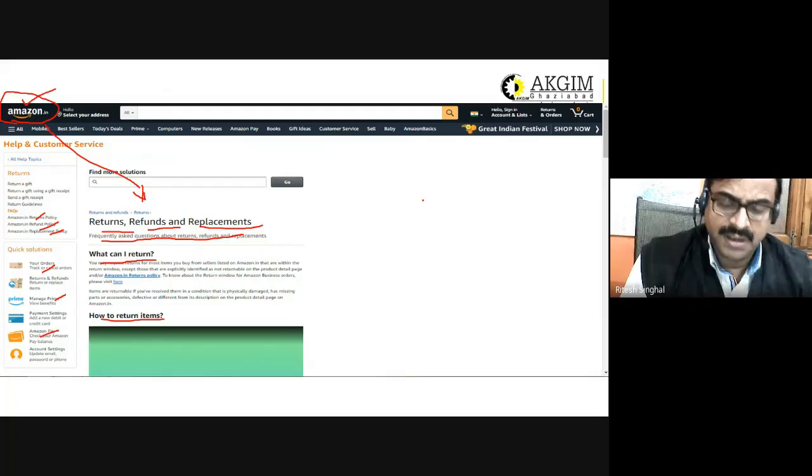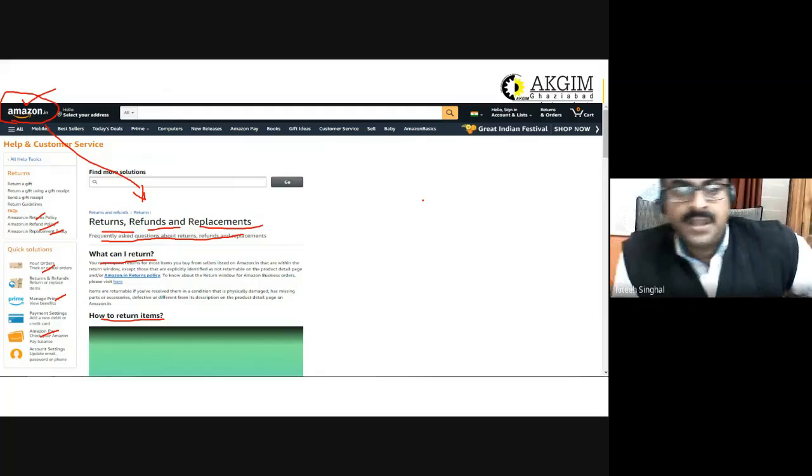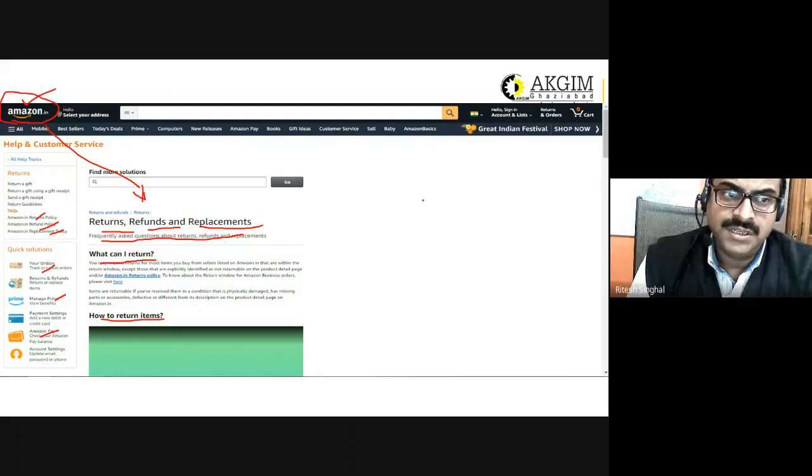For example, sometimes I may order a shoe, but after getting the shoe, it is not very comfortable for me. The size is the same, the brand is also the same, but since it is not comfortable, I have to return it. So there is a clearly mentioned return and refund policy, and there is a separate department for handling returns.